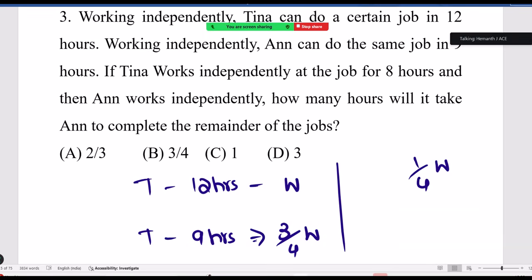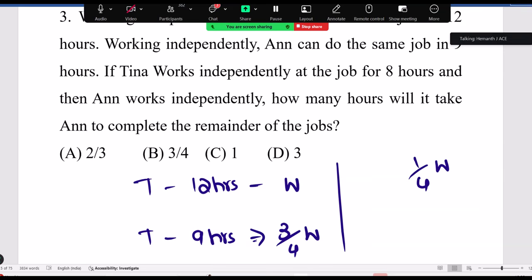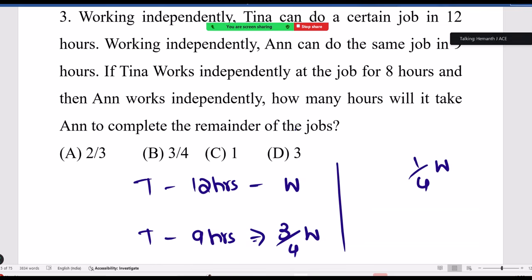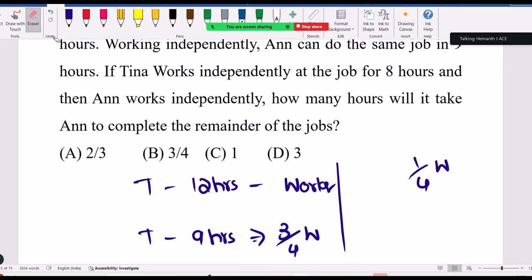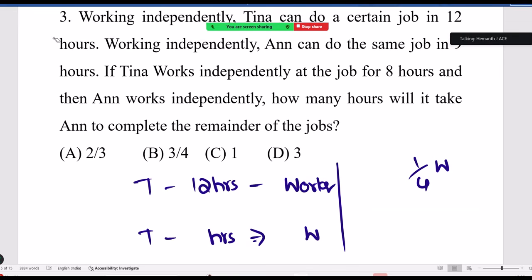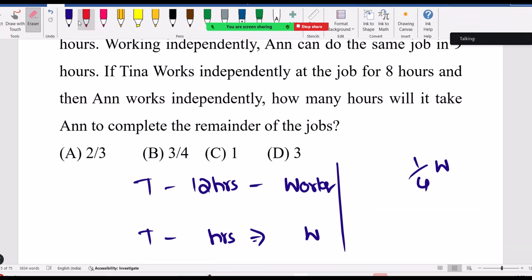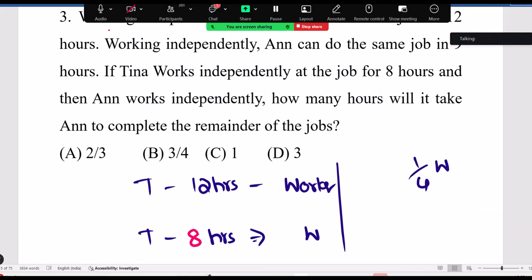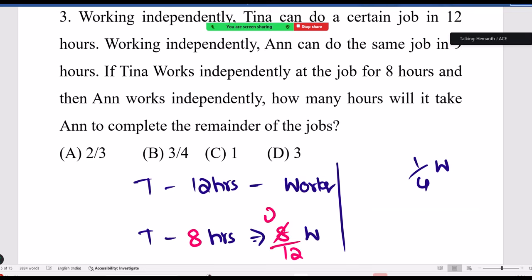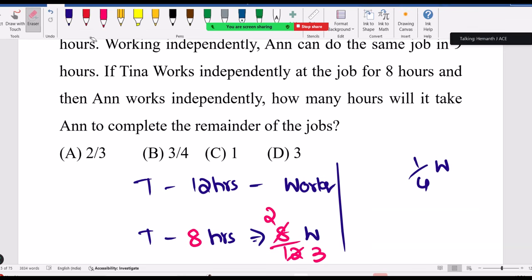You check that Tina can complete the work in 12 hours, but she worked for, okay, 8 hours, sorry, 8 hours, not 9 hours, we'll change it. If it is 8 hours, when Tina worked for 8 hours, then 8 by 12, 2 by 3rd part work is completed, then pending is 1/3 of the work.